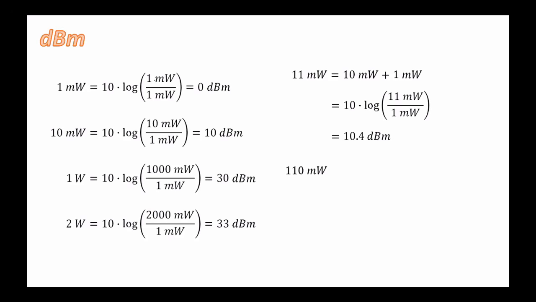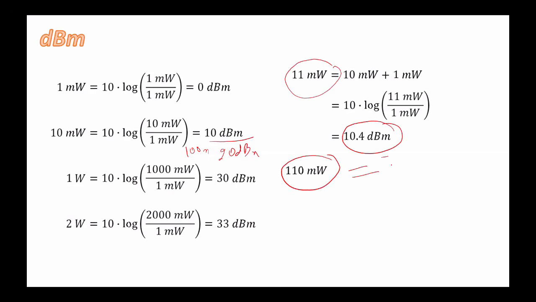When we increase the power by 10 times, we have to add 10. So 1 milliwatt is 0 dBm, then 10 milliwatts will be 10 dBm, 100 milliwatts will be 20 dBm, and 1000 milliwatts will be 30 dBm, and so on. So if 11 milliwatts is 10.4 dBm, what will be 110 milliwatts? Can you please answer this question?